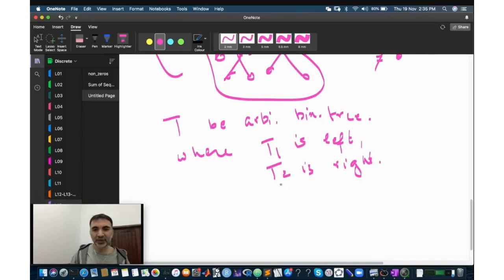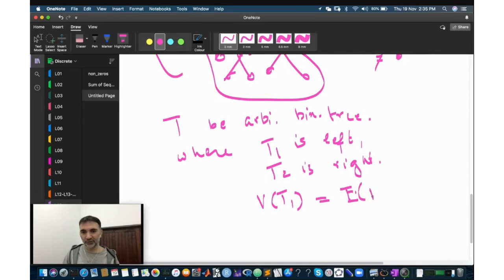So what do I know? I know that the vertices in T1, let's denote them by T1.Vertices, is equal to the edges in T1 plus 1. Okay, how do we know this? How do we know this fact? Yeah, no, we don't know it by base case. How do we know it?